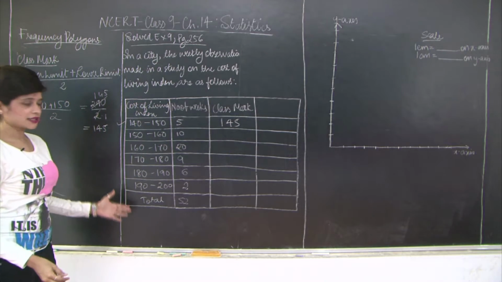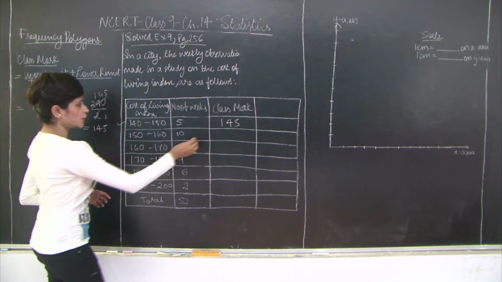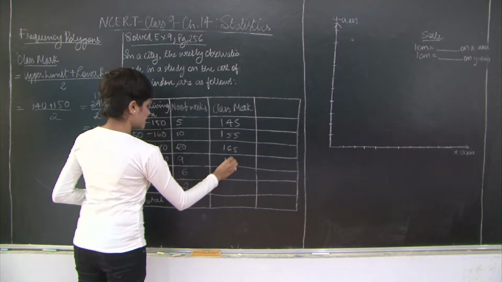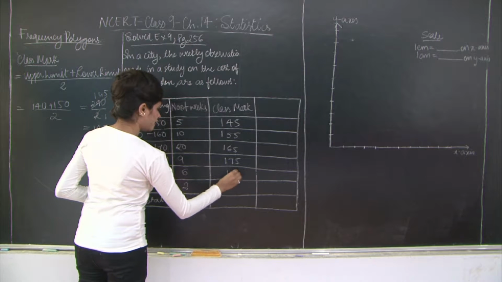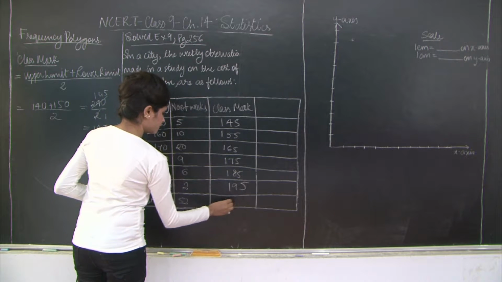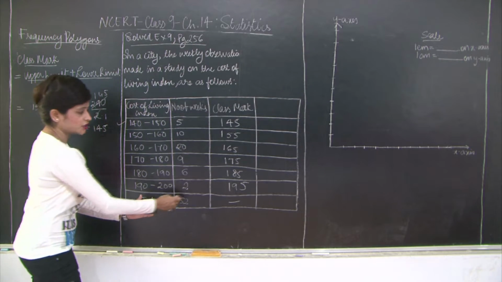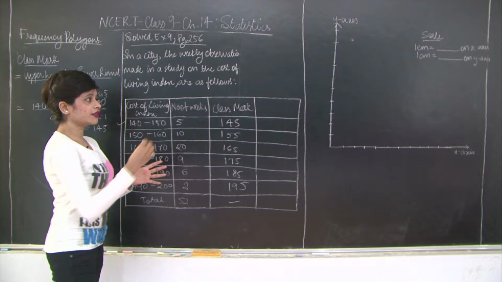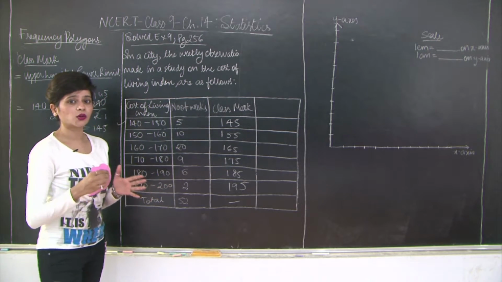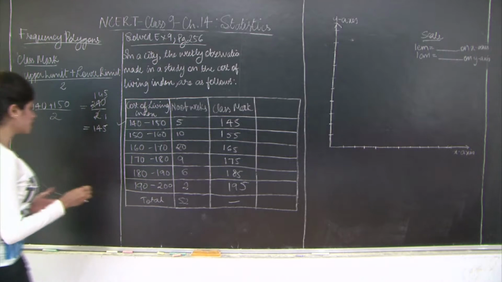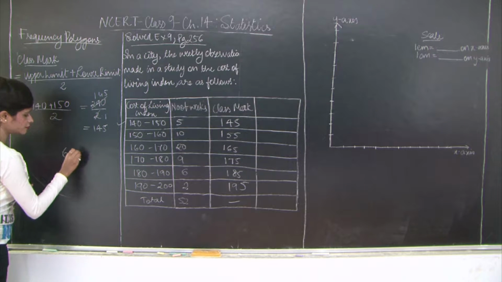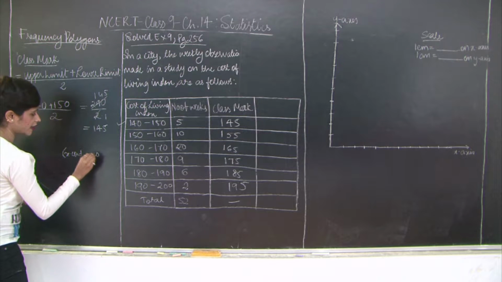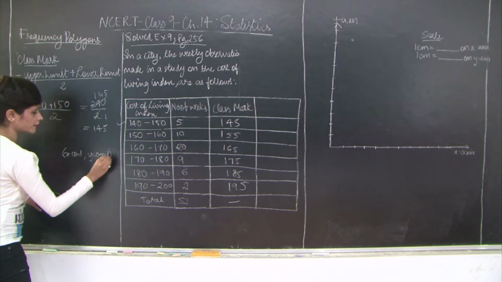Similarly, when you find out the class marks for these intervals, what would you get? You would get 155, 165, 175, 185 and 195. This is a dash here because here we are just writing the total. And now we need to draw the frequency polygon on the coordinate axis. For that we need the coordinates. Coordinates are nothing but your x coordinate and y coordinate. It's a pair, right? We have learned this earlier.